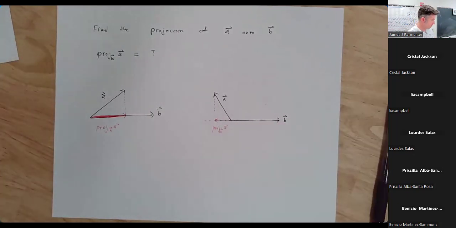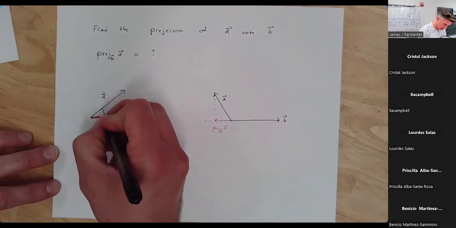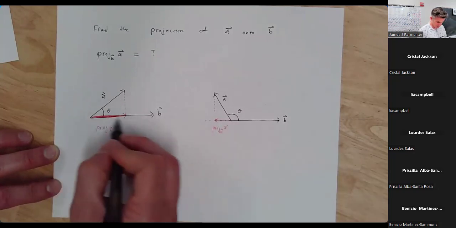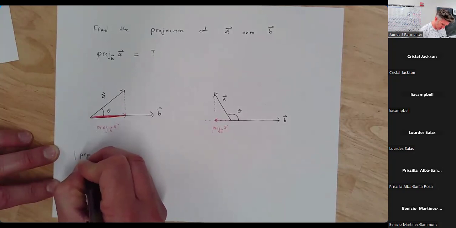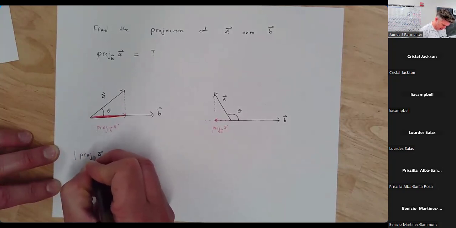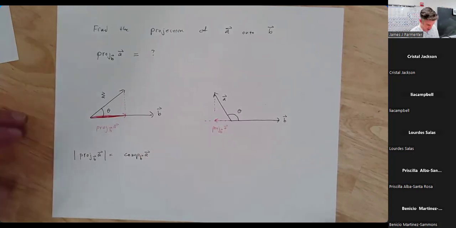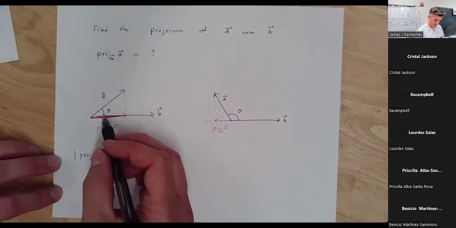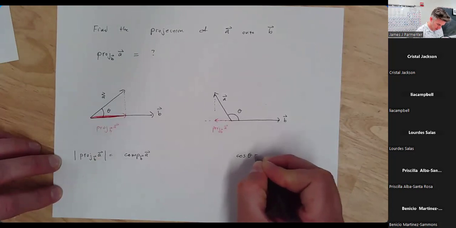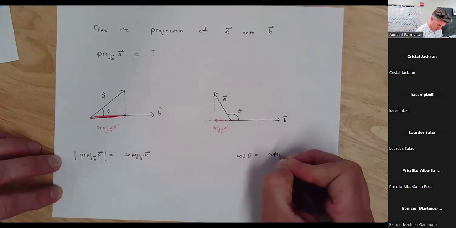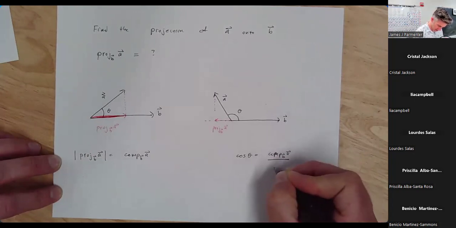The good news is you don't really need to know this picture or have this picture to find the projection. It's probably something you want to memorize, as the many things in this class. The way I usually think about it is I'm thinking of this angle as the angle between the two vectors. And I'm just going to find the length of the projection, which we call the component. So the magnitude of the projection of A onto B is equal to the component of A onto B. And the way we're going to find that is by using cosine. So cosine of that angle is the adjacent over the hypotenuse. That is the component divided by the magnitude of A.